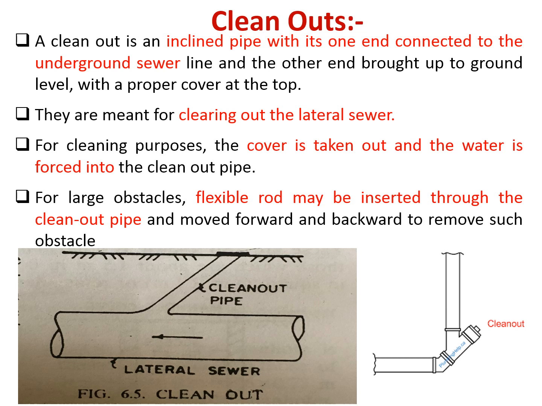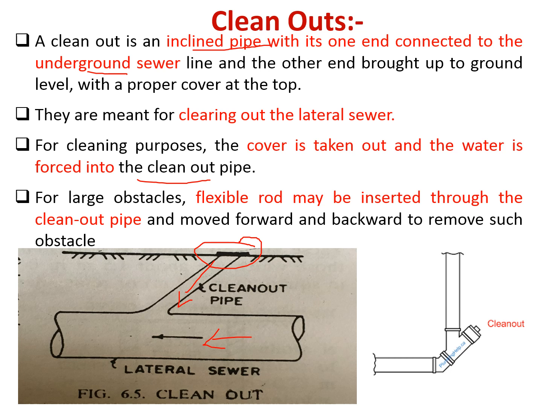Now next is clean outs. As the name suggests, it is used for cleaning purposes. Generally a clean out is provided as an inclined pipe with one end connected to the underground sewer. Here it is shown connected with the lateral sewer, and this is your clean out pipe. They are meant for cleaning out the lateral sewer, and for cleaning, the cover is taken out and water is forced into the clean out pipe. Initially it is closed, and when you want to clean this lateral sewer, you have to open this cover and flush it with water.